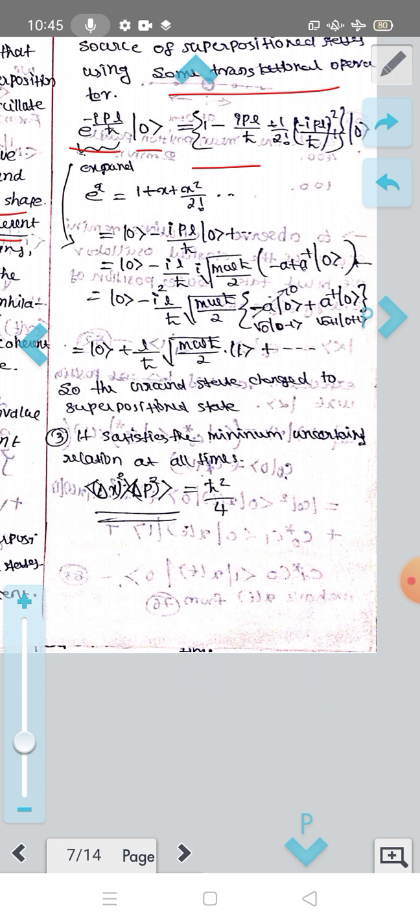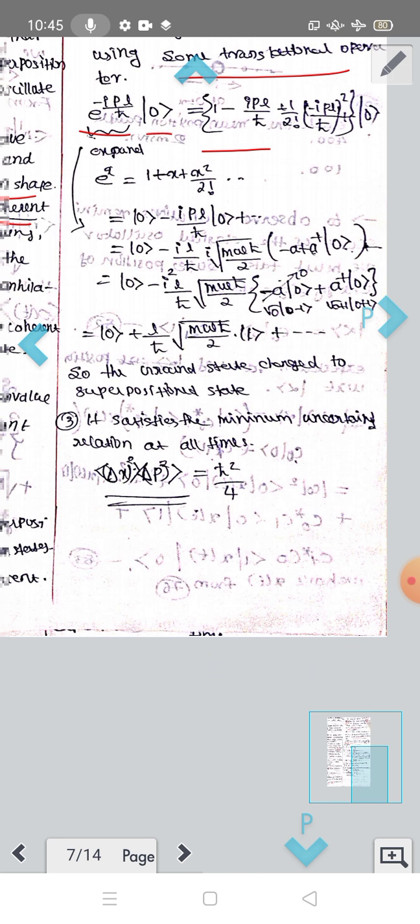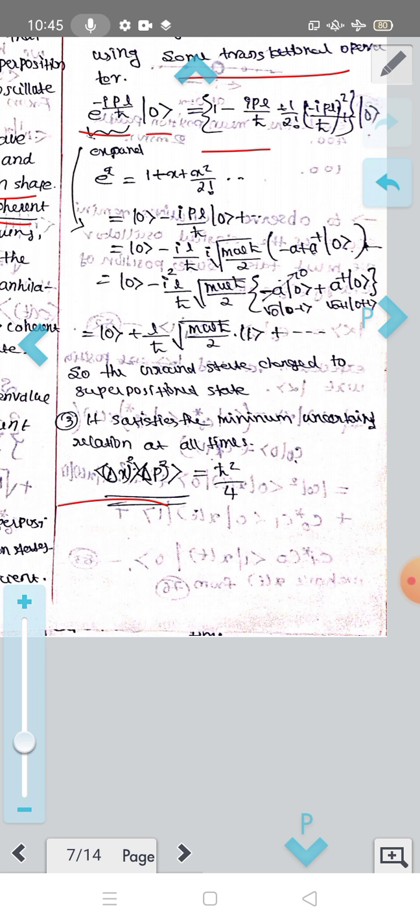It satisfies the minimum uncertainty relation at all times. That is, delta x square into delta p square is h cut square by 4.